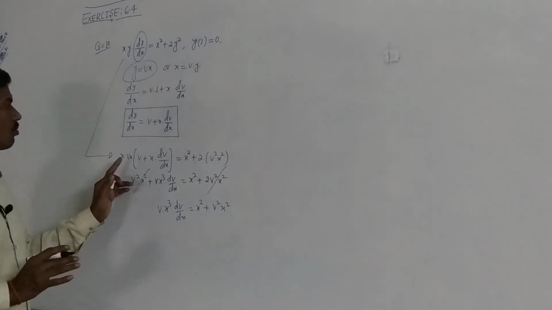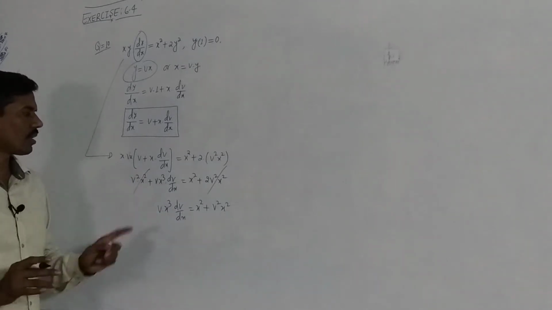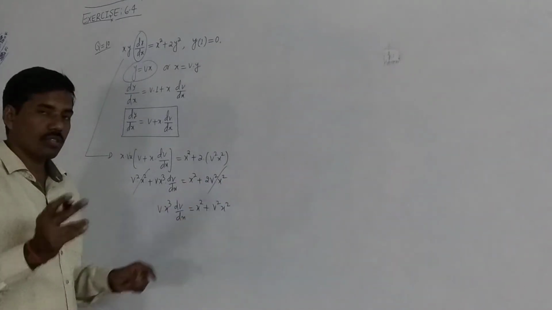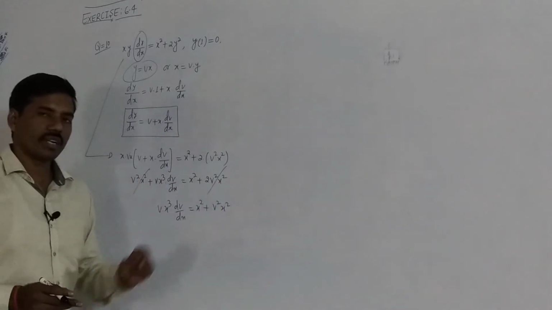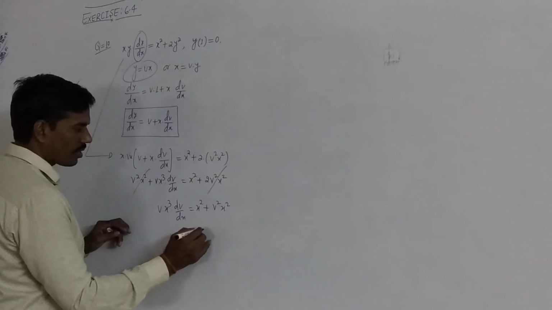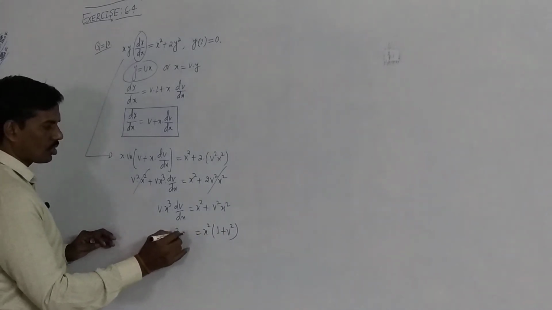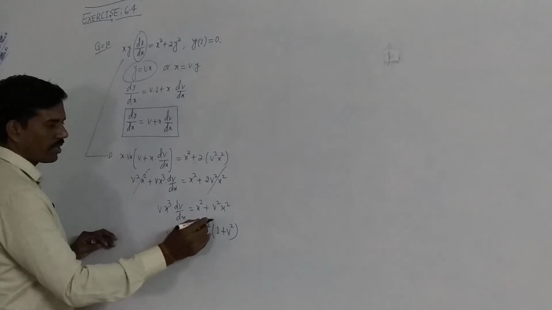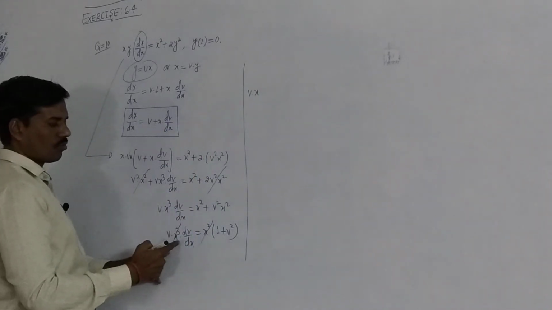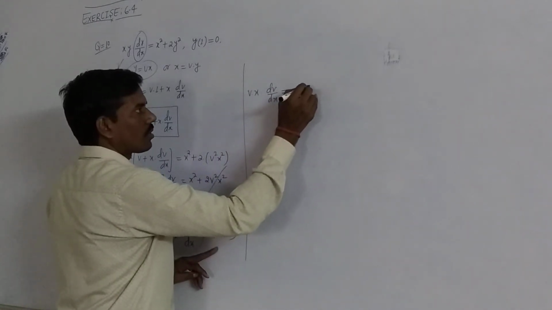Okay, v x square into x, that is v x cube dv by dx, and v square x square minus 2v square x square, that is 2v square x square, minus this is plus becomes negative, so remaining is v square x square. Then x square is common, we have 1 plus v square, and v into x cube dv by dx, x cube and x square get cancelled, the single x is remaining, that is vx dv by dx is equal to 1 plus v square.